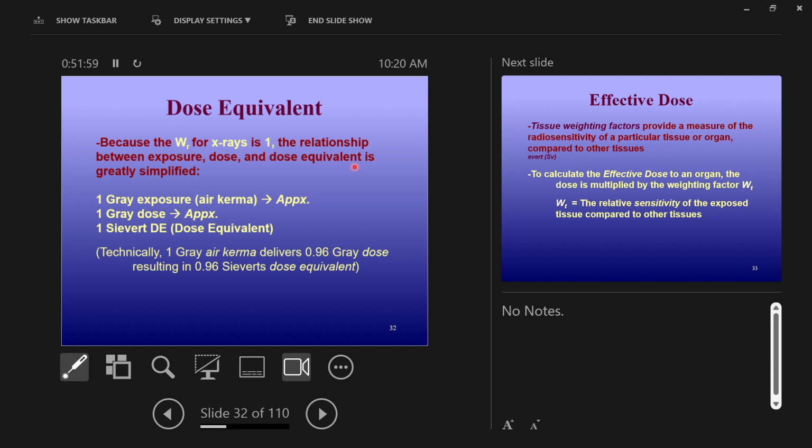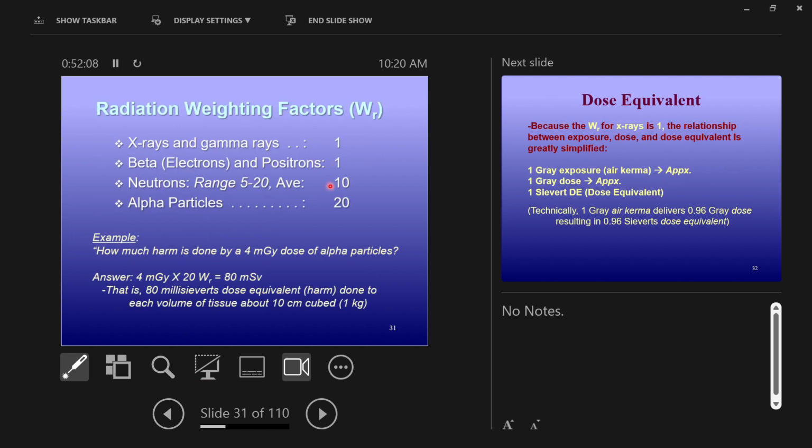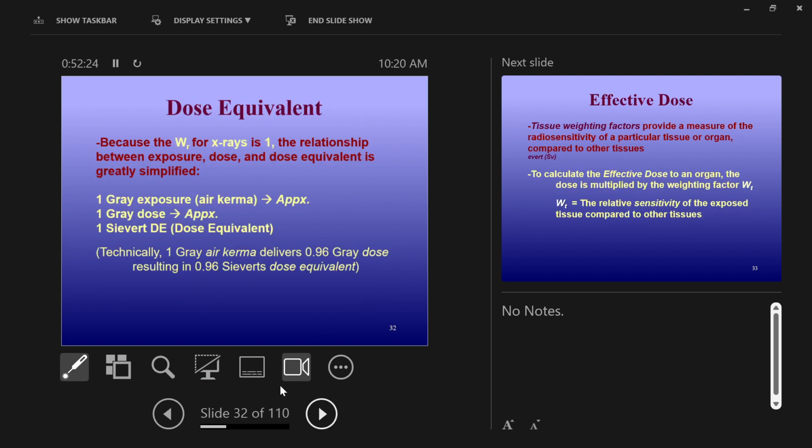If you're talking about any other type of radiation, the sievert, the amount of harm, is going to be more than the gray, because you're always multiplying by some positive number, either 5 to 20 or 20, if you're talking about neutrons or alpha particles. But anytime you're talking about X-rays, gamma rays, or beta particles or positrons, then the radiation weighting factor is 1, so absorbed dose is the harm. Okay, they're the same thing. 1 gray of exposure is approximately 1 gray of dose, is approximately 1 sievert of dose equivalent.